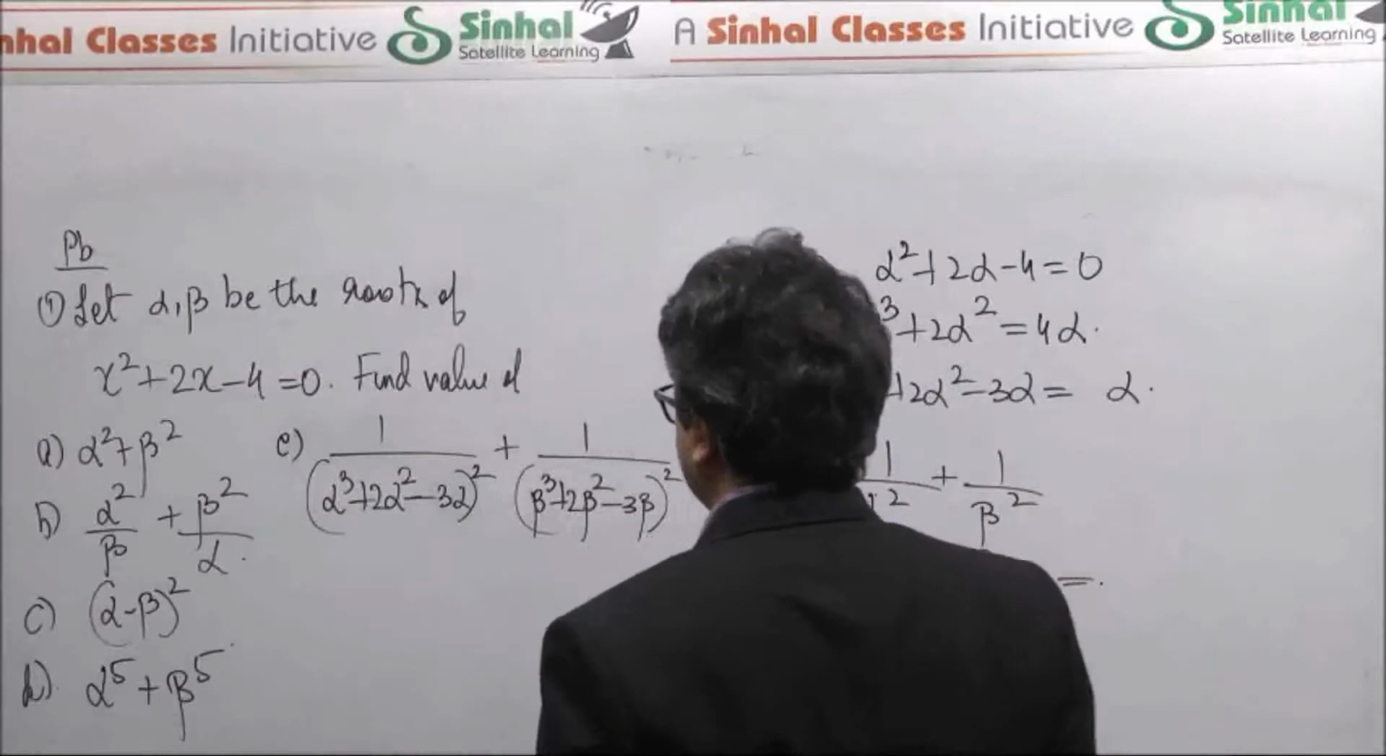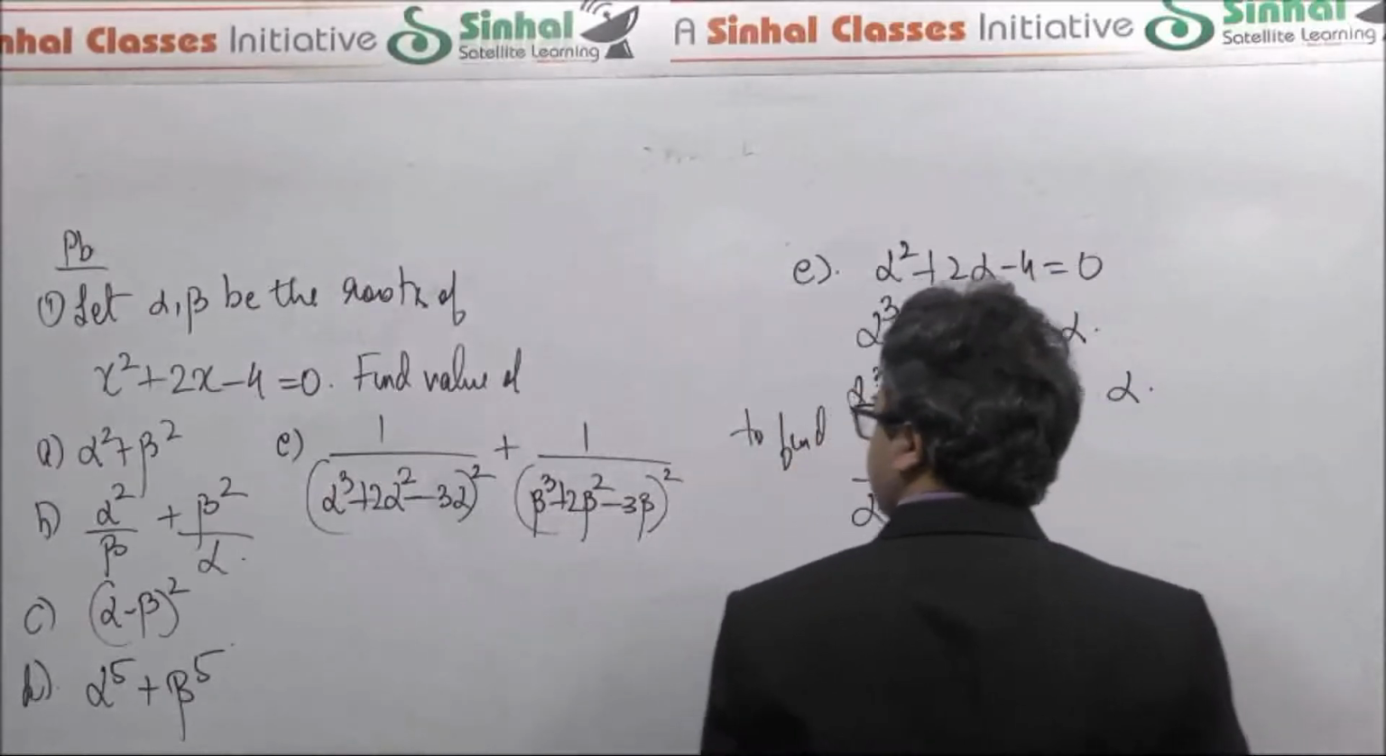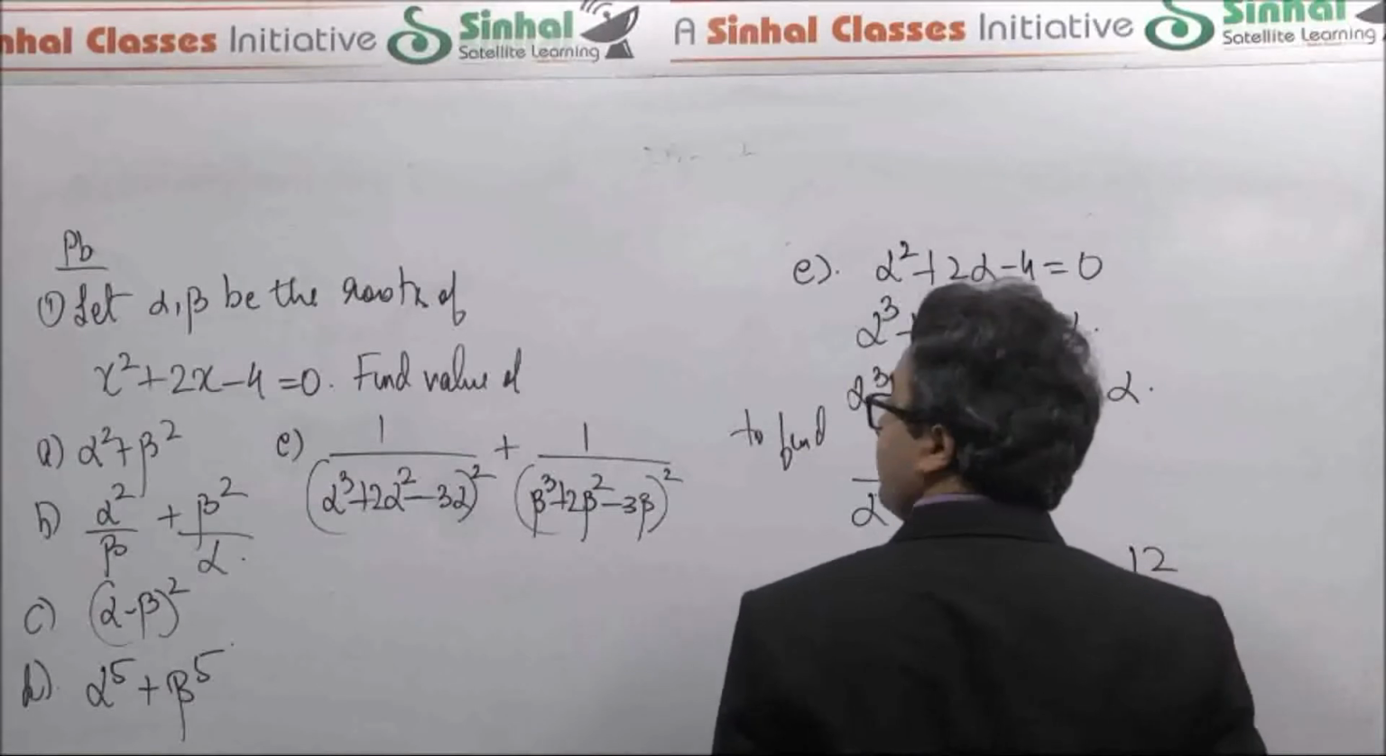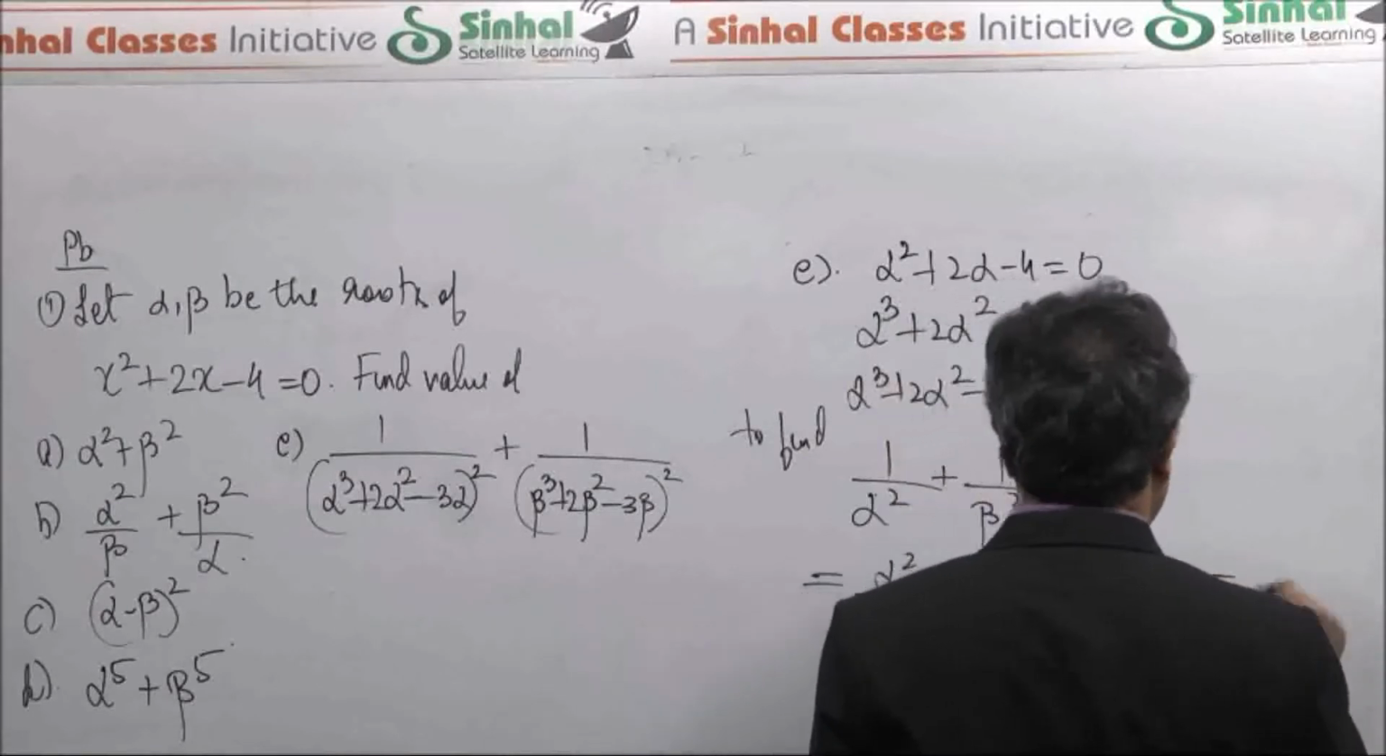Again, alpha plus beta square had turned out to be 12, and alpha into beta whole square will be 16. So that will be 3 by.